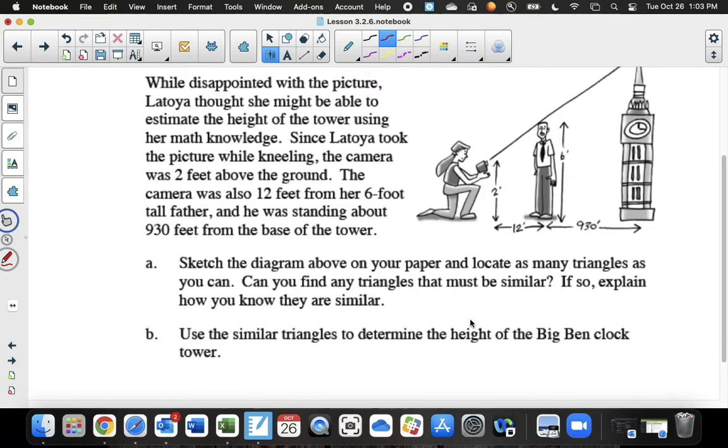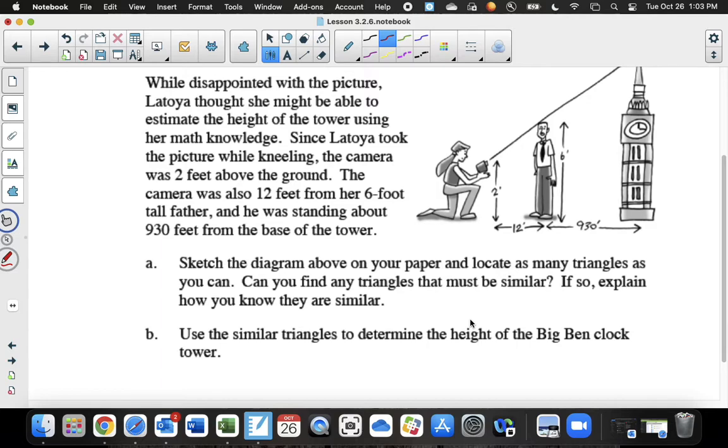So if you remember, we talked before about indirect measurement, if you can measure stuff on a smaller scale and then blow it up, you can always go through and do that concept. That's what we're going to take a look at here. And so here's the different measurements.